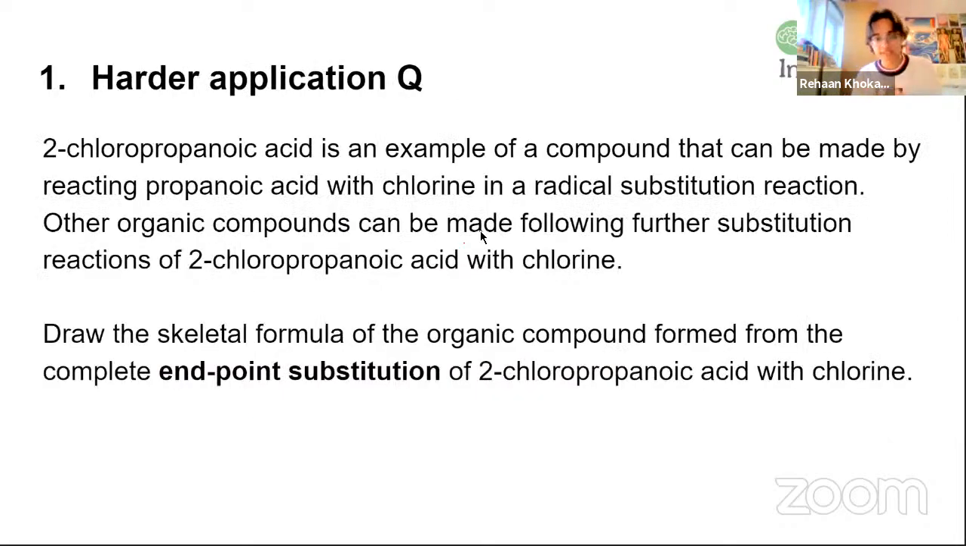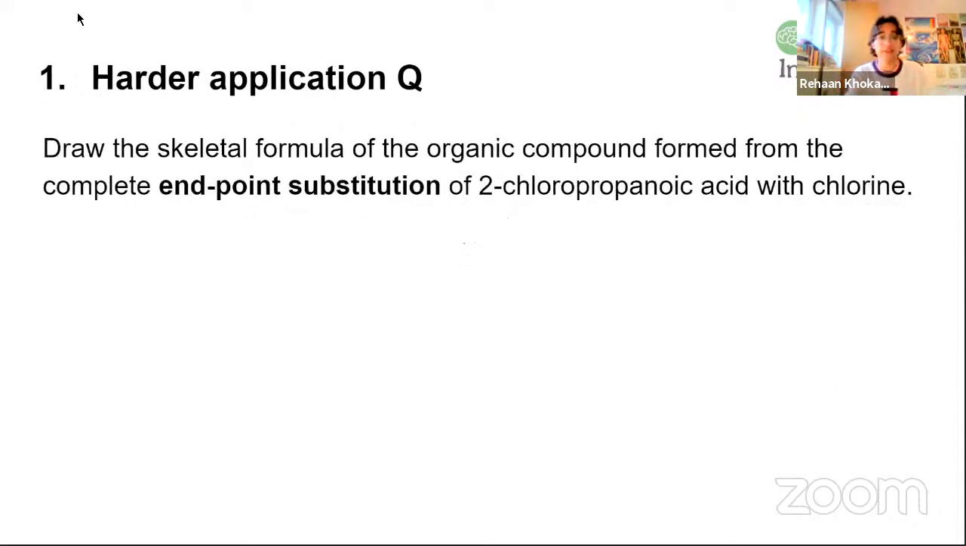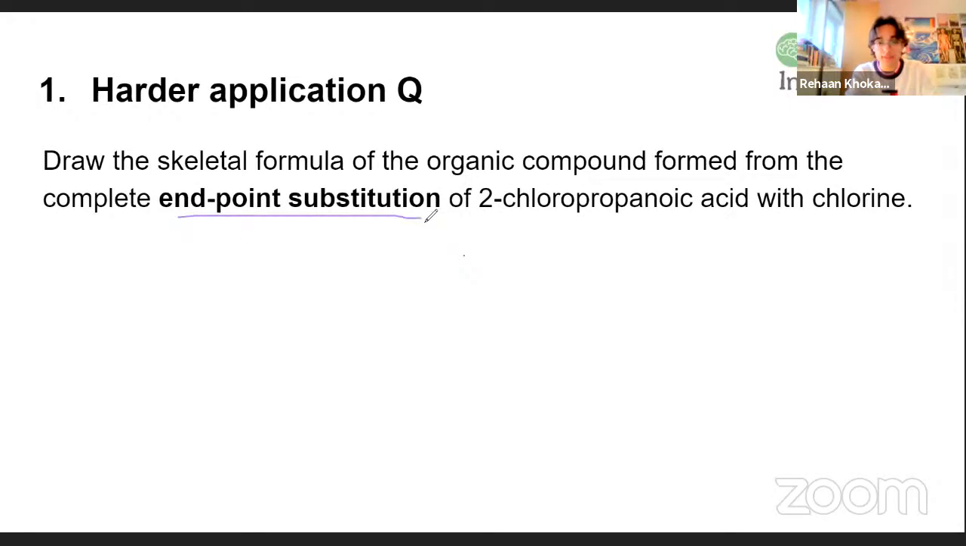Okay, so now I'm going to leave you with this question for a second, and this is another substitution type of question, but a bit harder that I've made. So have a read of this and we'll go through the answers. Okay, so you need to draw the skeletal formula of the organic product formed from the complete endpoint substitution of 2-chloropropanoic acid with chlorine. That sounds very overtly complicated, but believe me, it is not as hard as it seems. So let's take it step by step. Endpoint substitution means it can't be substituted anymore, so we must lose all the hydrogens. And it's going to be 2-chloropropanoic acid with chlorine.